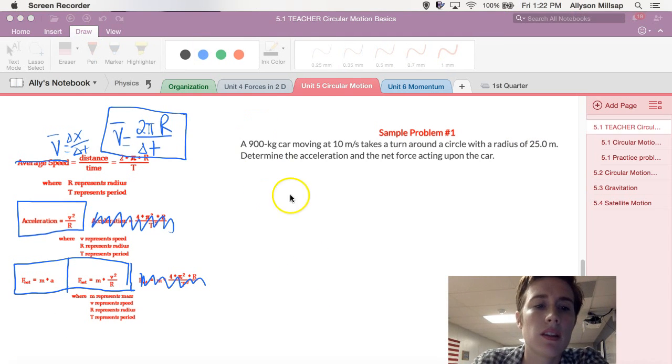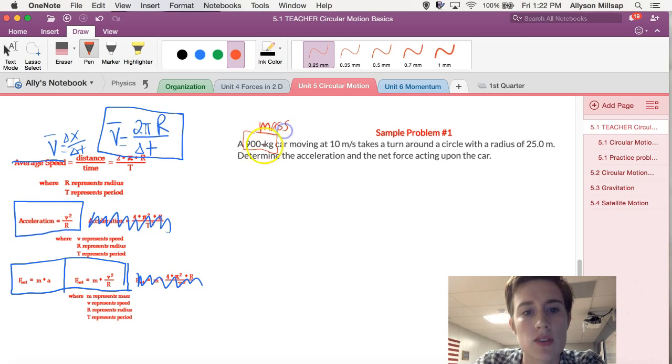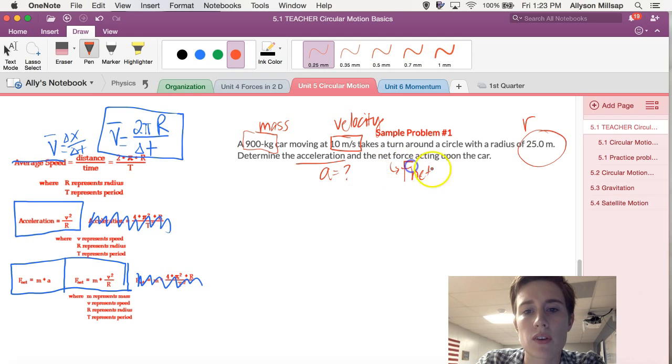This is the kind of math problem that you're going to be seeing with our circular motion video. The first thing we do whenever we read a problem is label everything we're given. So this is our mass: a 900 kilogram car is moving at 10 meters per second. That's our velocity. And remember, these are all uniform velocity problems, so the value of velocity is going to stay the same. It takes a turn around a circle with a radius of 25 meters. Determine acceleration and net force. So we're looking for these right here.